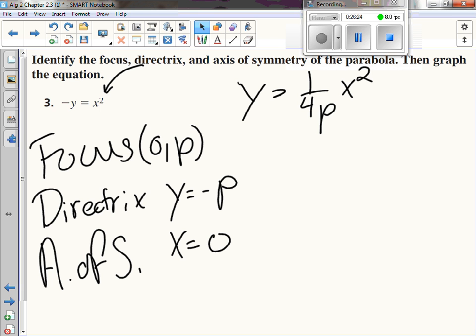Now, part of the reason we have some of this here is that the vertex for both of these here is 0, 0. The vertex where this is the highest or lowest point is 0, 0. It's at the origin. That's why the axis of symmetry is x equals 0 and y equals 0 for their respective functions.